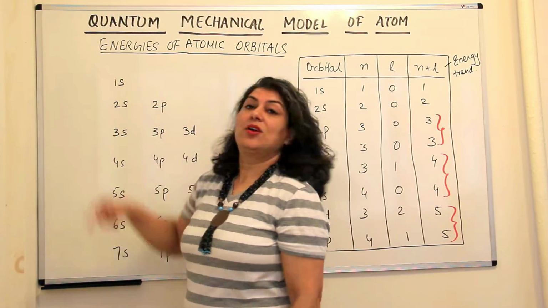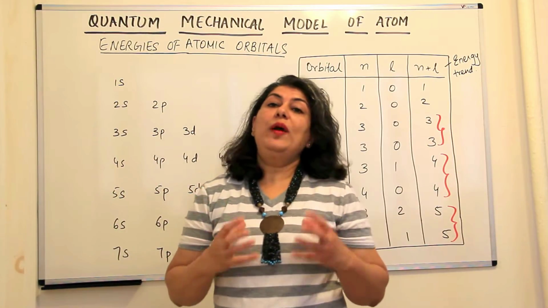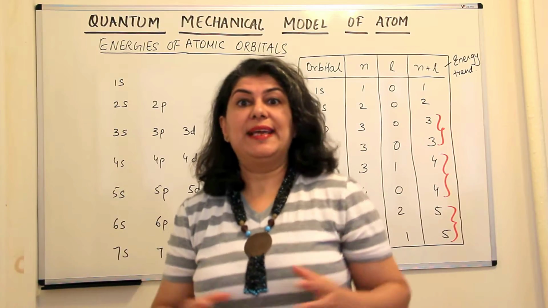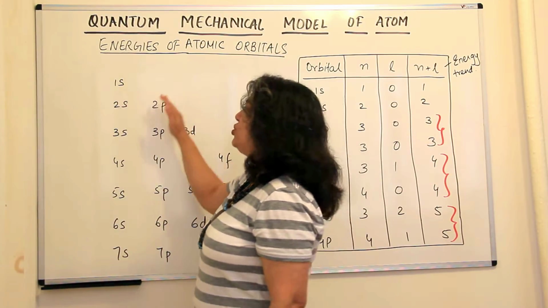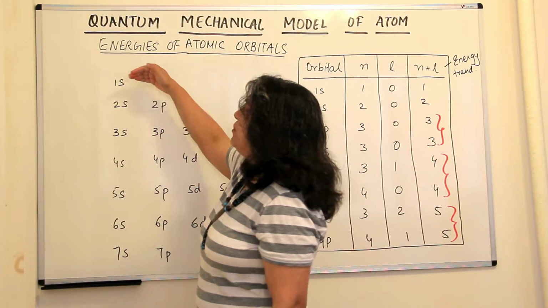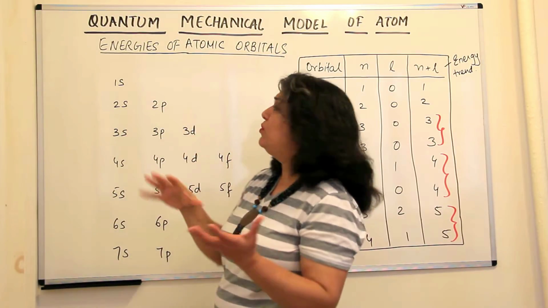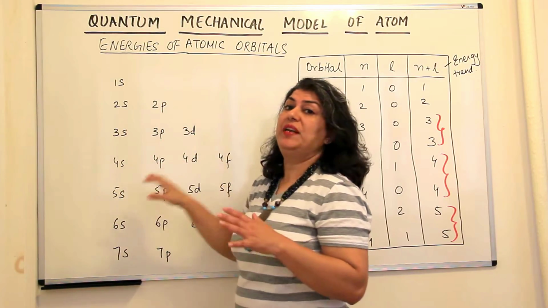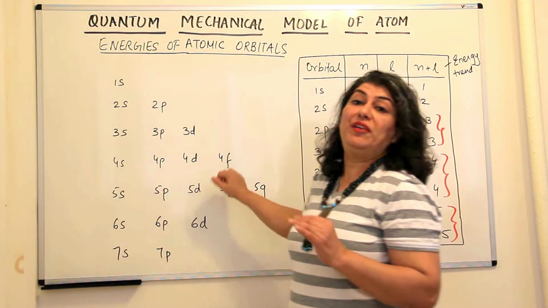the 1s orbital. When you provide energy to a hydrogen atom, the electron may get excited and it may move on to higher energy levels. It may move to the second shell, the third shell, it may move to any orbital, the 2s, 2p, 3s, 3p, 3d, 4s, 4p, 4d, 4f.